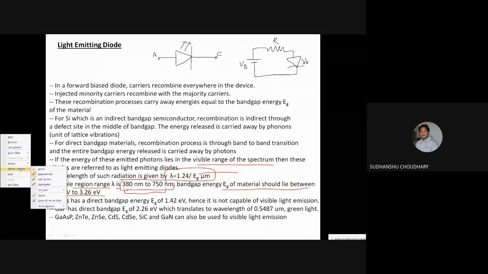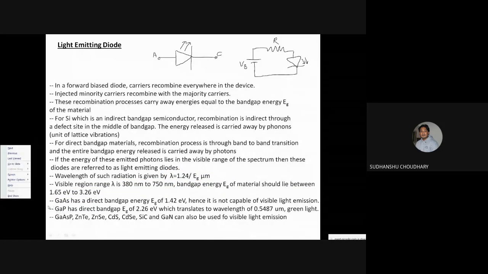Now there are some materials which have band gap in this range. For example, let us talk first of all about a very popular material, gallium arsenide, which also has a direct band gap, and the band gap is 1.42 eV. So that 1.42 eV is out of this range, that is 1.65 to 3.26 eV.